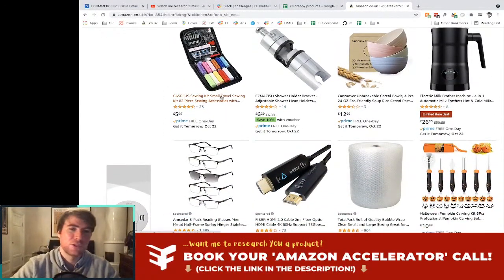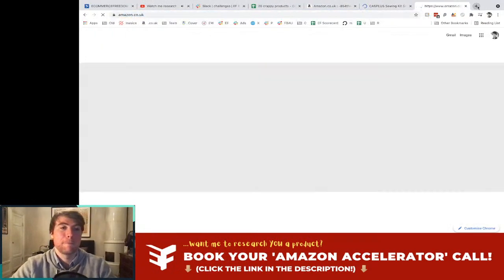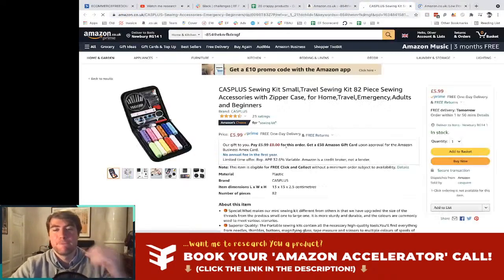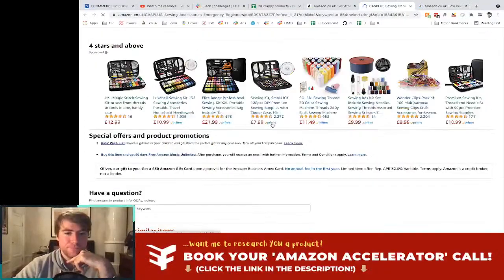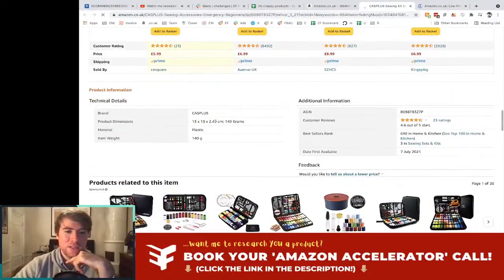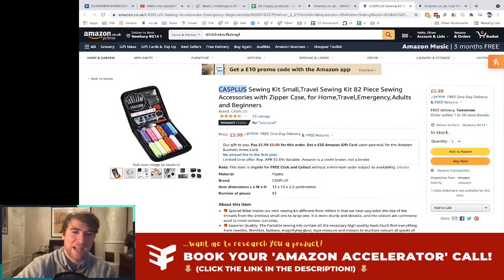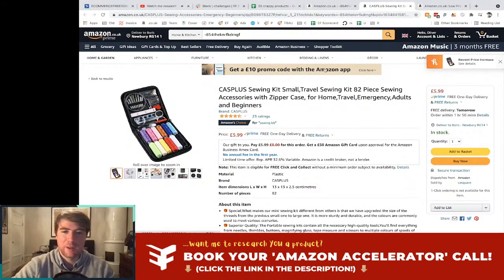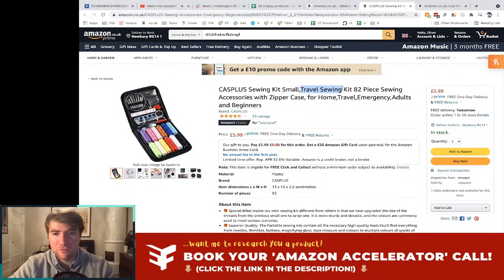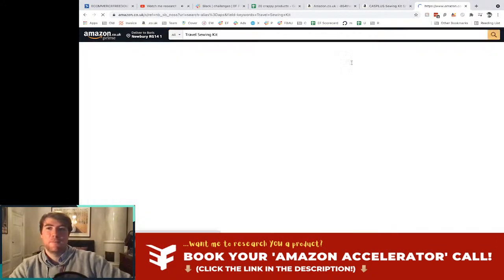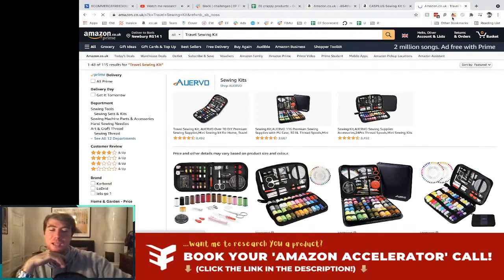What about this? Travel sewing kit. Have a quick look. You can check the size, see if it's nice and small and easy to import. You can also check the brand if you want, but I've never heard of Cash Plus before, so probably don't need to check it. Travel sewing kit. Grab the generic keyword. Enter it into Amazon, hit the AMZ Scout button, Jungle Scout button, whatever you want to use.